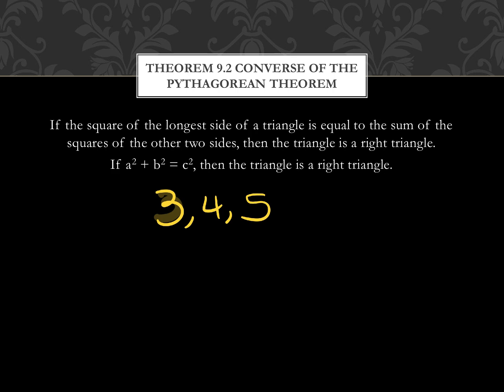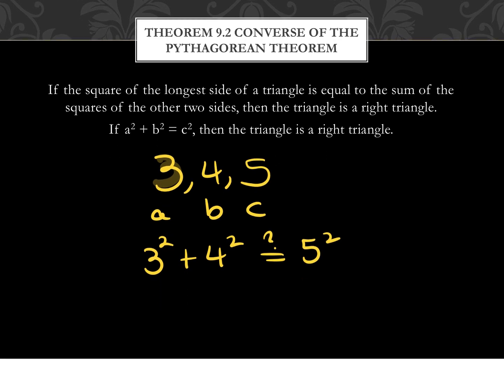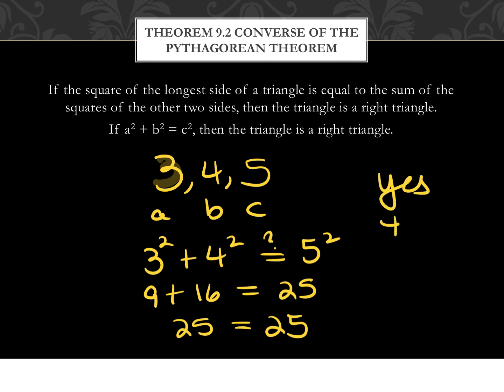You need to know that the largest number is gonna be your C. So it doesn't matter if you just wanna do it in order A, B, C. We're gonna plug these three numbers into the Pythagorean theorem. And when I square A and square B, if it equals C squared, then I'm gonna say it's a right triangle. So once I square everything and then add these two together, because 25 equals 25 and it satisfies the Pythagorean theorem, I will say yes, this is a right triangle.